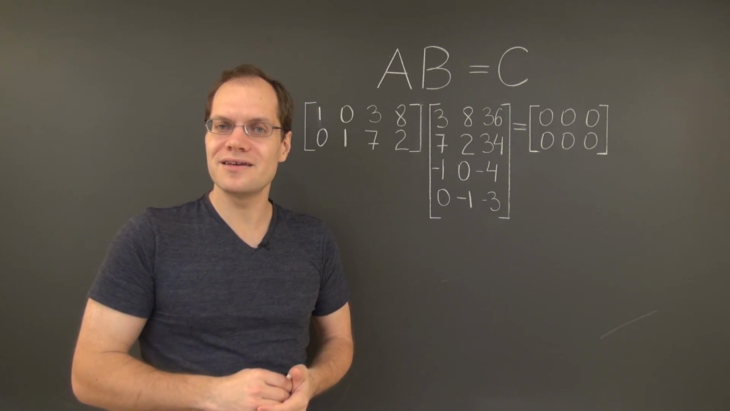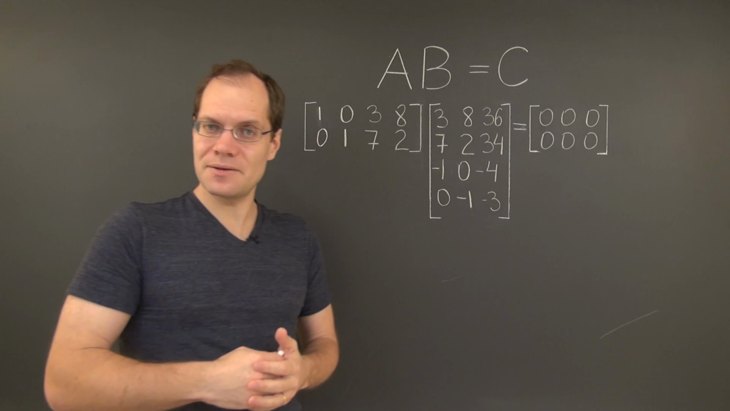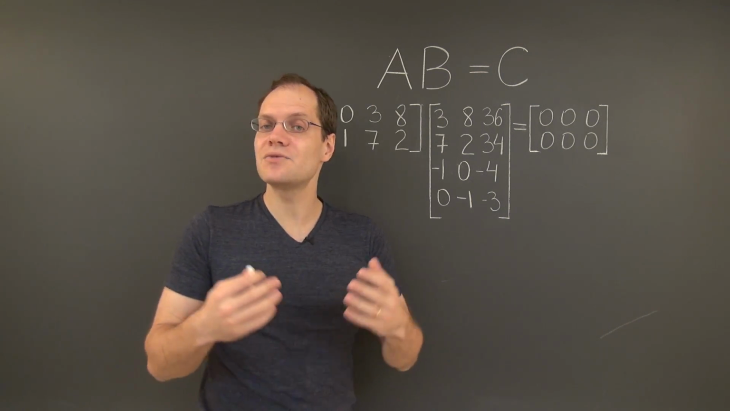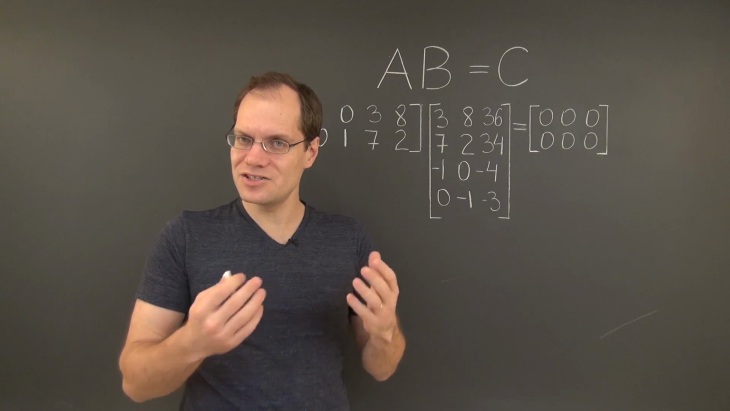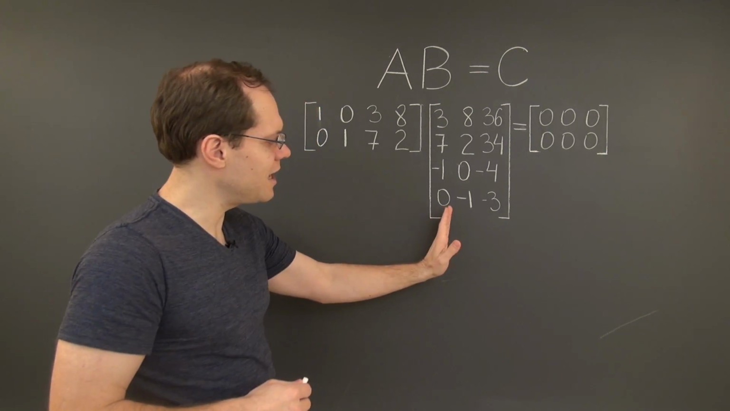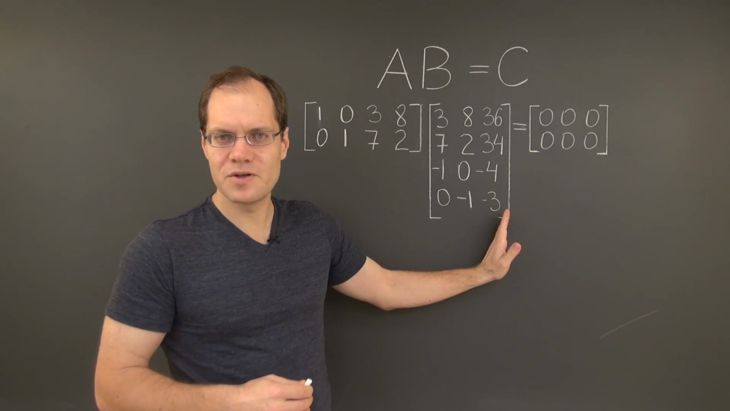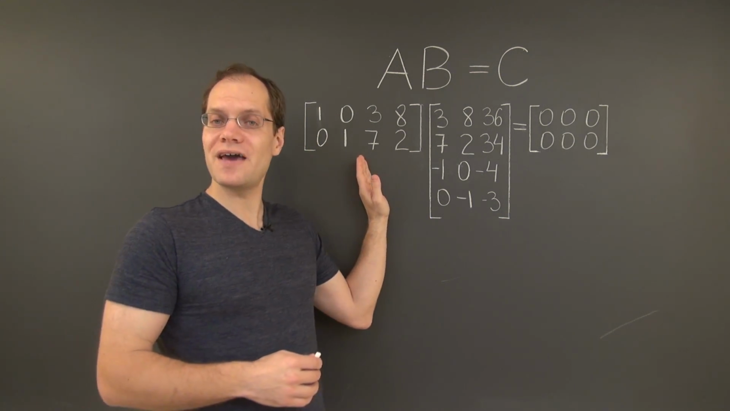But more importantly, what we need to do now is take a step back and try to understand why this happened. And I think we'll quickly realize that this took place because the columns of the matrix B are in the null space of A.